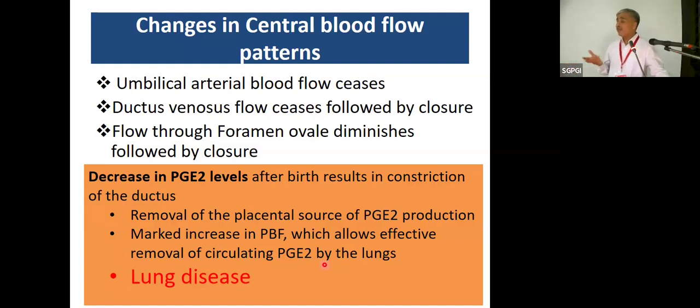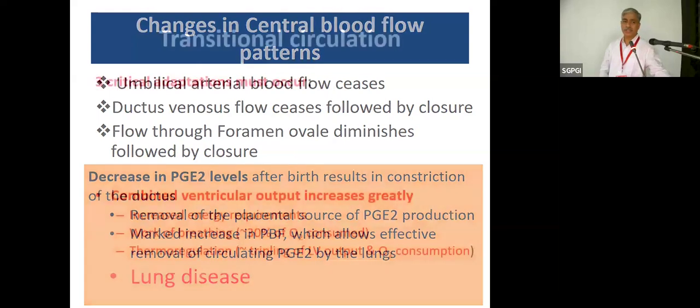So what will happen whenever you have a lung disease or a difficult transition? The production will have come down, but the metabolization will not be as appropriate. So you will have a duct which will be open for a longer time. So lung disease will cause some amount of difficulty or a delay in the closure of the ductus. Okay, so this is about the second aspect. First was the pulmonary blood flow changing. The second was the closure of all the major shunts which are there.